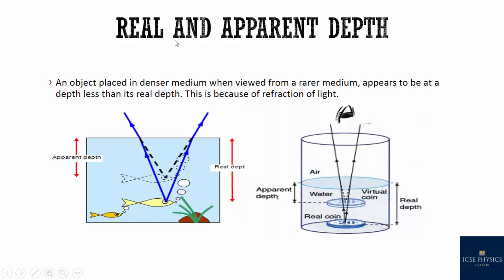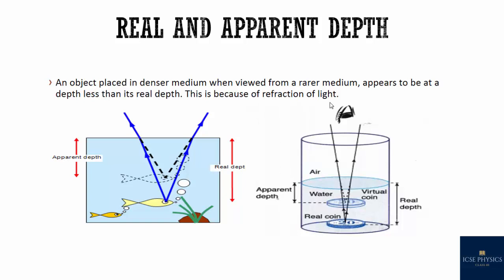What is real and apparent depth? An object, when placed in a denser medium like glass or water and viewed from a rarer medium like air, appears to be at a depth less than its real depth. This is because of refraction of light. So this is due to refraction of light.